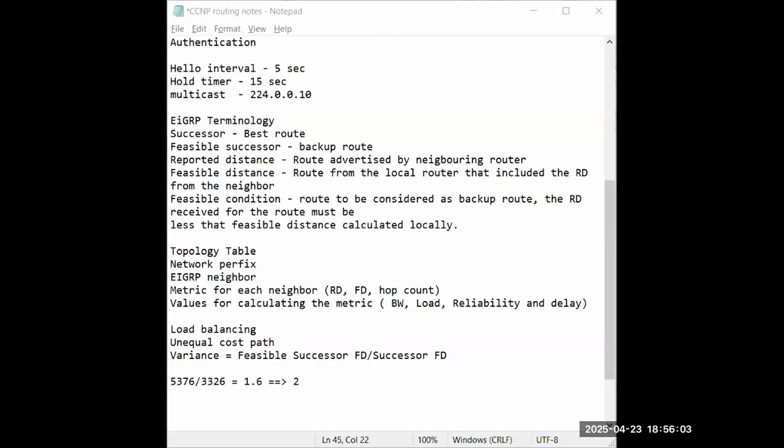So here, let me put up a diagram, so that you'll be able to understand it better.